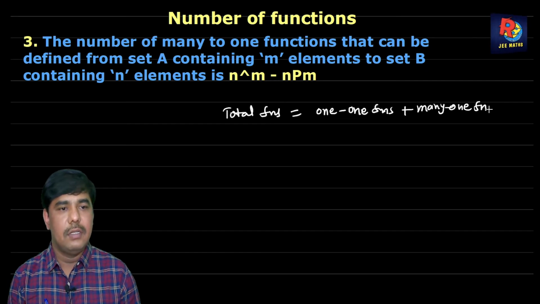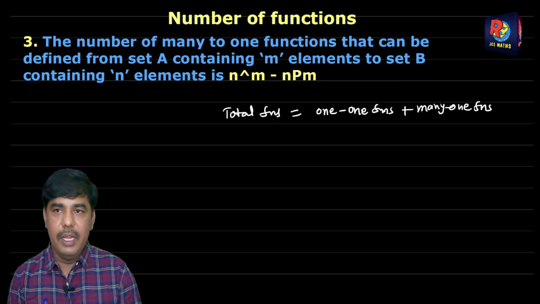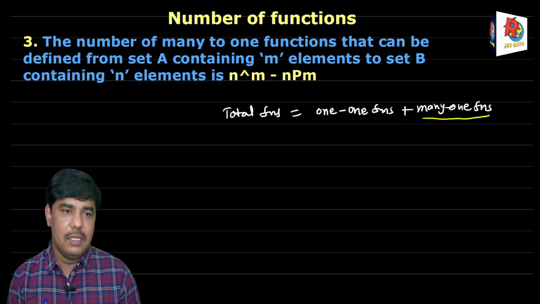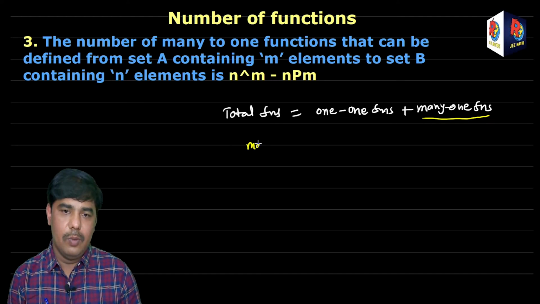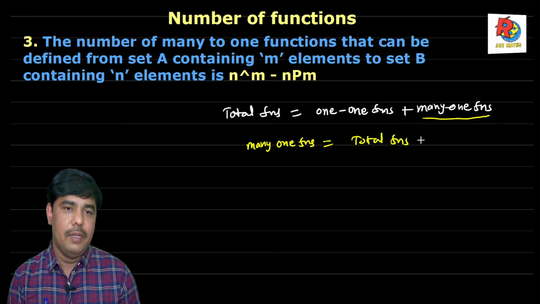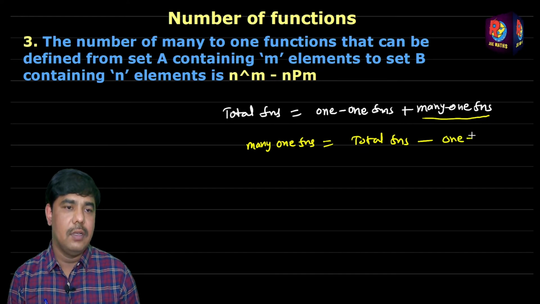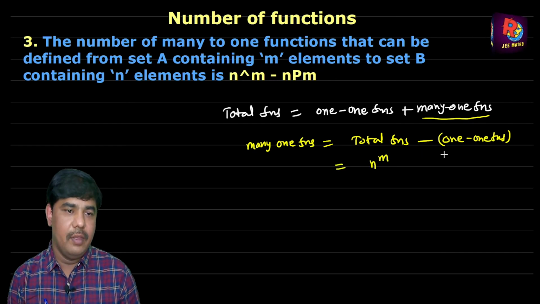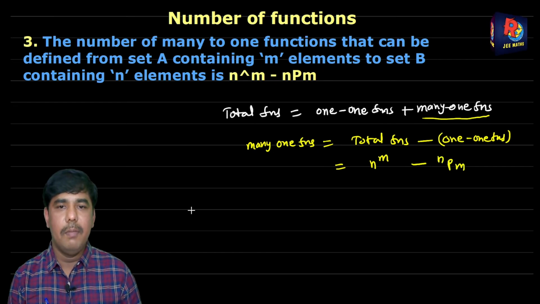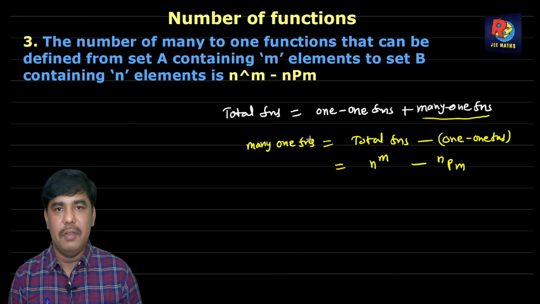So if you want many-one functions, we need to subtract the one-one functions from the total functions. Many-one functions equals total functions minus one-one functions. Observe that total functions means n power m, and one-one functions means nPm. Simply apply this formula, then you will get the many-one functions.